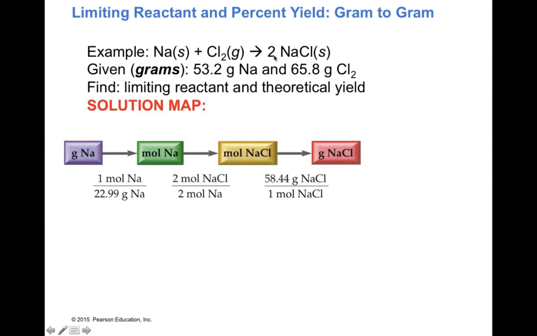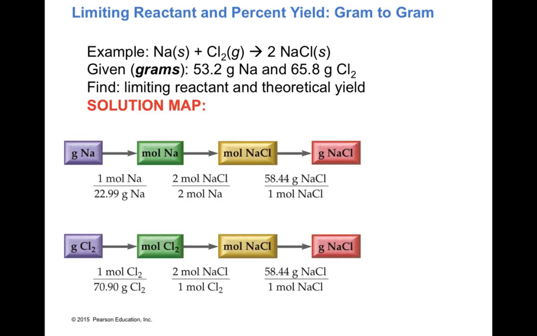Okay, so basically it's 2 moles. I missed one sodium here, so sorry about that. It's 2 moles of sodium plus chlorine. 1 mole of chlorine will produce 2 moles of sodium chloride. And finally, we have here the molar mass of sodium chloride that returns the moles of sodium chloride to the grams of sodium chloride. The same thing with the chlorine.